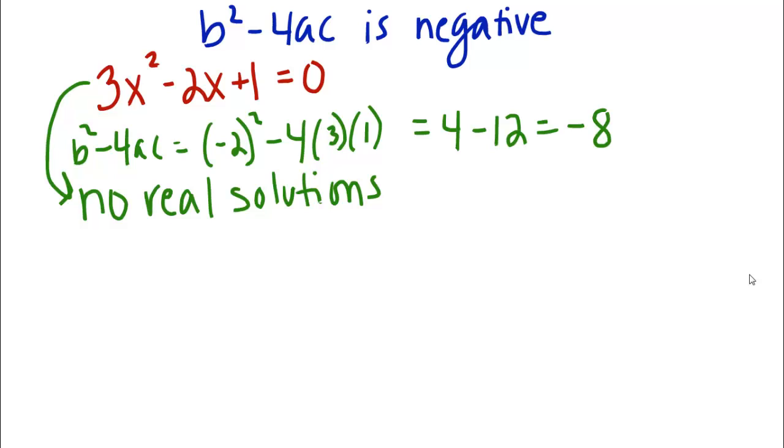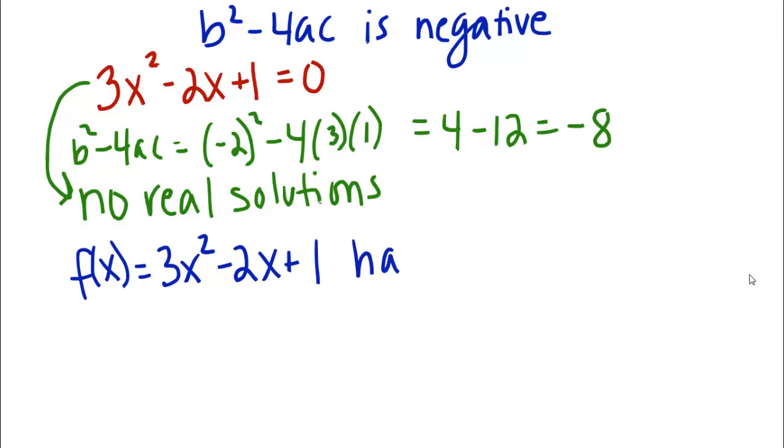Additionally, I know something about this function, 3x squared minus 2x plus 1. Since we were essentially trying to find the zeros of that function from our equation up at the top, and there were no real solutions to that equation, then I know that this function never crosses the x-axis. It has no x-intercepts. So if the discriminant of our quadratic equation was negative, then the related quadratic, if I were to graph that, would never cross the x-axis.